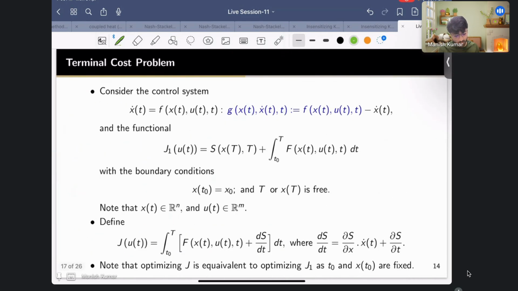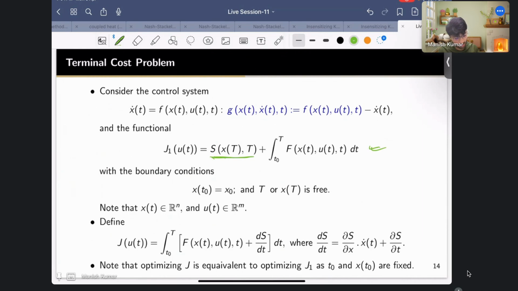Okay, so now we'll come to this terminal cost problem. Here the terminal time is not fixed, or the terminal data is not fixed, or both are not fixed. The goal is to minimize this functional. Over here you can have this additional term, which is the value at capital time T. This is some function of capital time T and the value of x at capital time T, although this T may or may not be known to you.